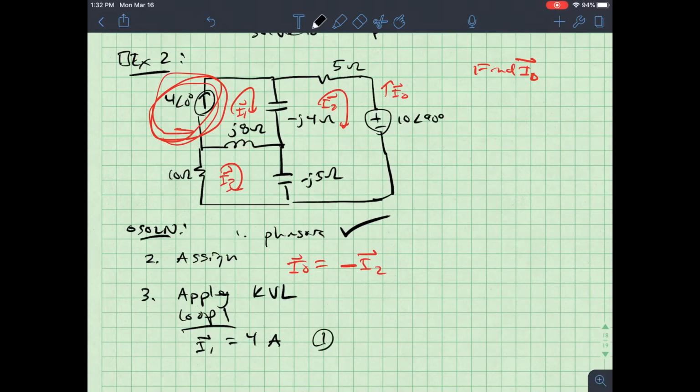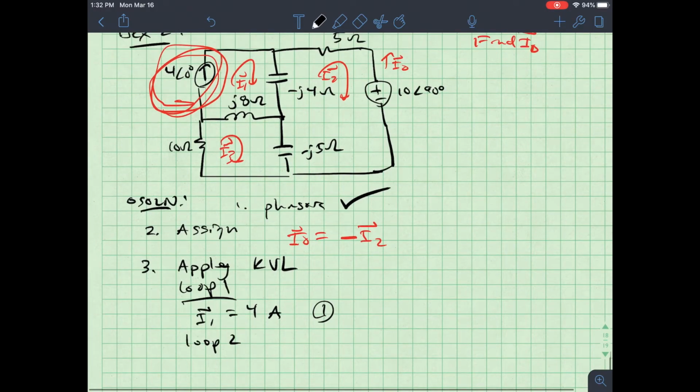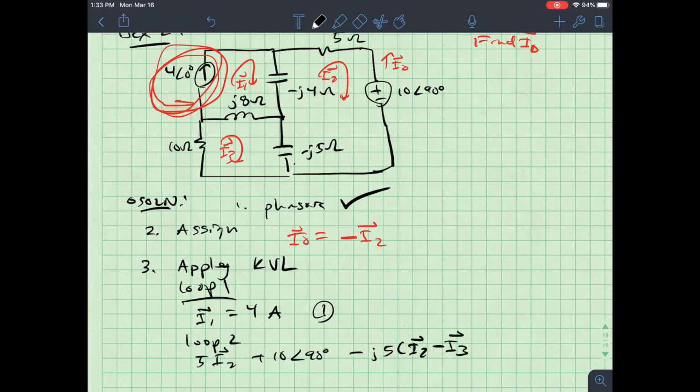All right, in loop number 2, that's this big loop here, I have the following. I have 5I2 for the 5 ohm resistor plus 10 angle 90 degrees. We'll work with that here in a minute. Minus j5 I2, so this is the capacitor here. I2 is the direction I'm going in. I3 is opposite, so I2 minus I3. Minus j4 (I2 minus I1), same logic. And all of this has to equal 0.